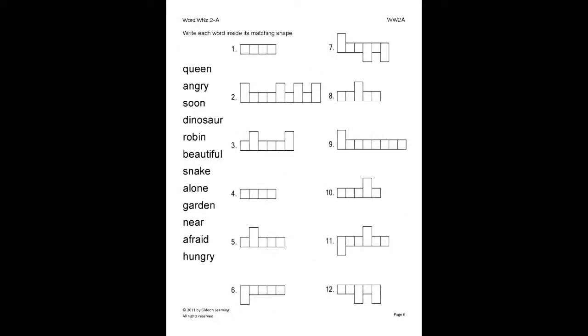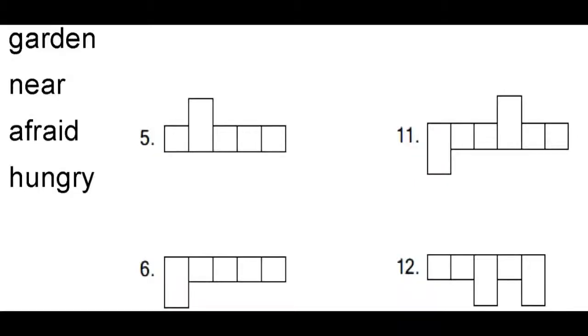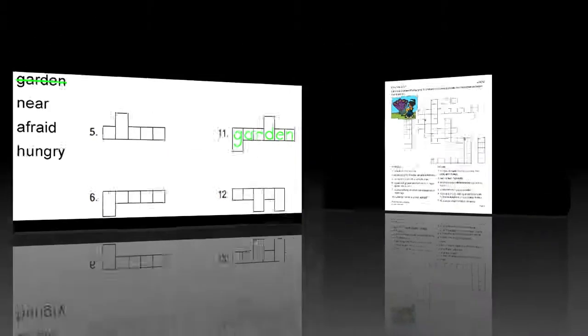Here, the student will write each word inside its matching shape. Let's look at number 11, for example. Number 11 has a long box, 2 short boxes, a tall box, and 2 more short boxes. Looking at the words given, we can see that the word garden matches these shapes. So we will cross out the used word and write each letter in its correct place.